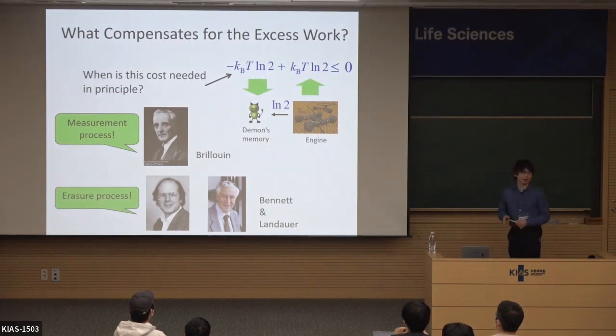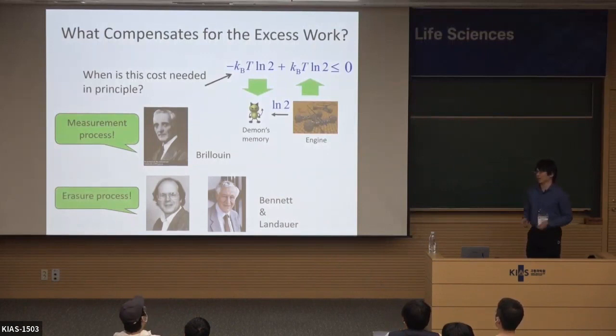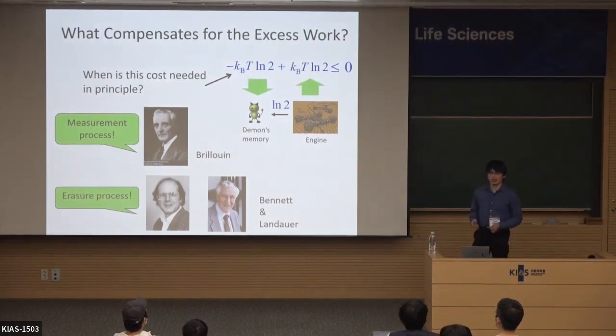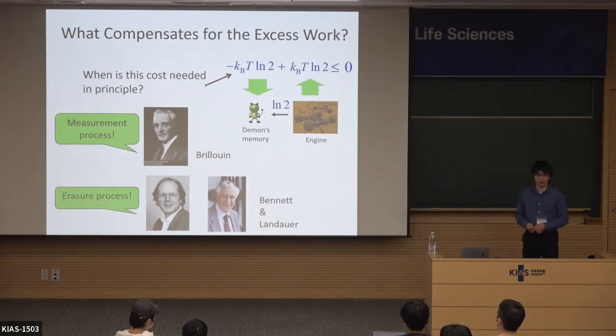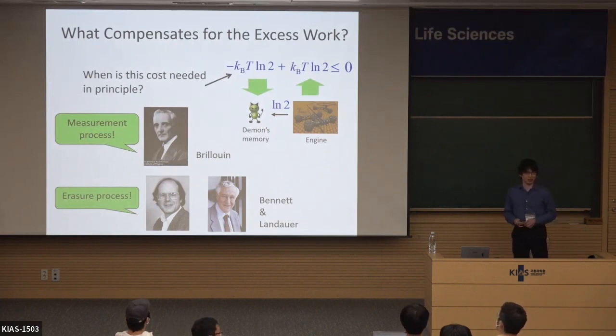So there are several proposals for this problem. First, Brillouin proposed that the measurement process is important, and we always need some energy to perform the measurement about the system. But after that, Bennett and Landauer argued that in principle, we don't need any energy to perform a measurement, and instead, we always need energy to erase the information from the memory of the demon. That is known as Landauer's principle, and it has been accepted as the key to understanding the consistency between Maxwell's demon and the second law of thermodynamics. Today, I will briefly review these historical discussions, and after that, I will talk about a more modern scenario to understand the role of Maxwell's demon based on stochastic thermodynamics and mutual information.